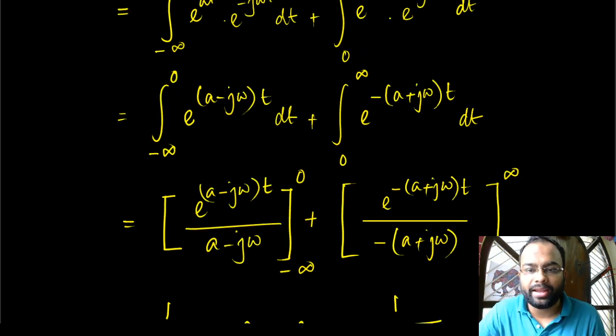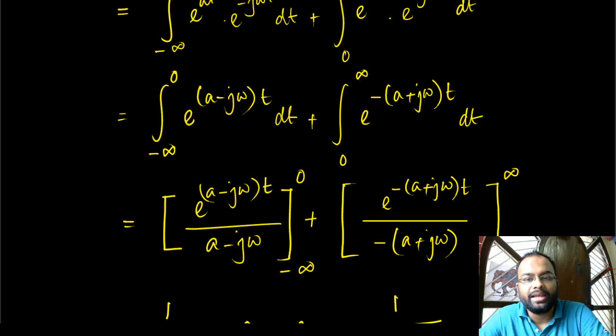So here again, if I put the limit here, try to understand, this becomes e to the power at into e to the power minus j omega t. And what is e to the power minus j omega t? E to the power minus j omega t is cos omega t minus j sine omega t. So that's a finite quantity. And with that finite quantity, we have multiplied e to the power at.